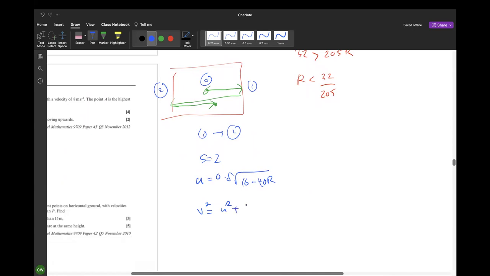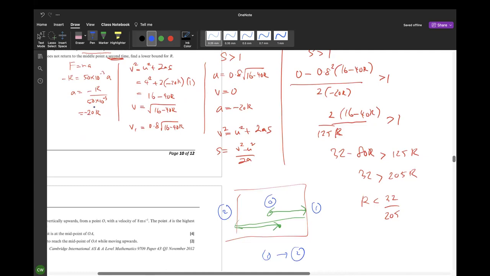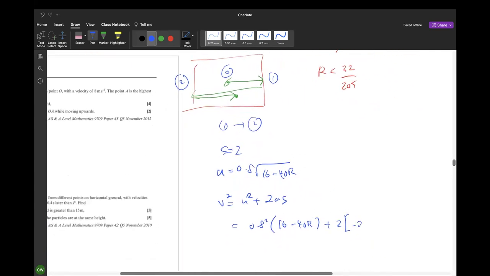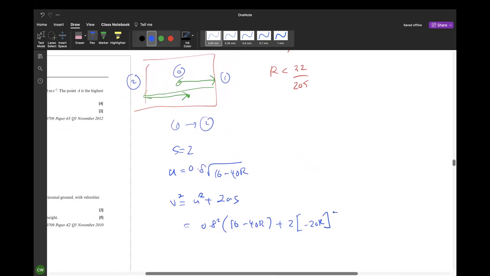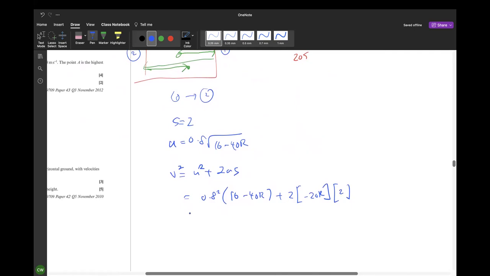V squared equals U squared plus 2as. Final speed, initial speed 0.8 squared, 16 minus 40R. So the deceleration is the same, minus 20R. Distance travelled is 2. So you need to form a new V squared. What's the new V squared? Try to figure out the new V squared first.